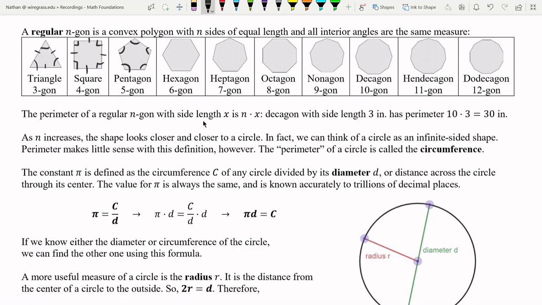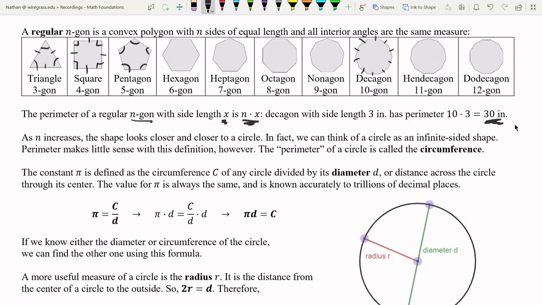The perimeter of these, of course, is going to be, well, there's n side lengths, and they're all the same measure. So for a regular n-gon with side length x, the perimeter is just going to be n times x. So a decagon, which is a 10-sided shape, where all the side lengths are 3 inches. So this is 3 inches, 3 inches, 3 inches, all the way around. There's 10 of them. It's just going to be 10 times 3 inches, or 30 inches. That's the perimeter for that example.